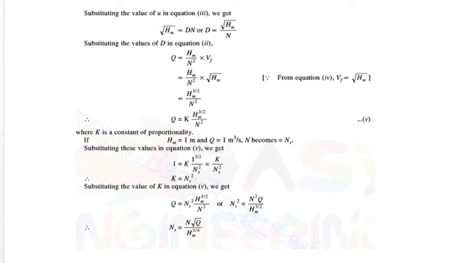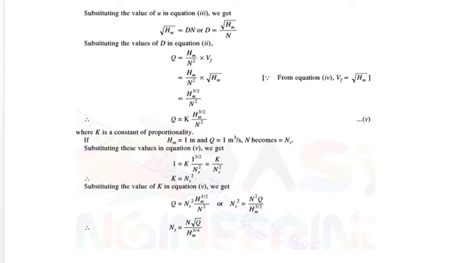It means manometric head is 1 meter and discharge 1 meter cube per second, because we know from the definition of specific speed that this is the speed of the pump which would deliver 1 cubic meter of liquid. That's why we put Q equal to 1 meter cube per second against a head of 1 meter. That's why we take the value of Hm equal to 1 meter, and in that case the speed of the pump becomes Ns, that is the specific speed.